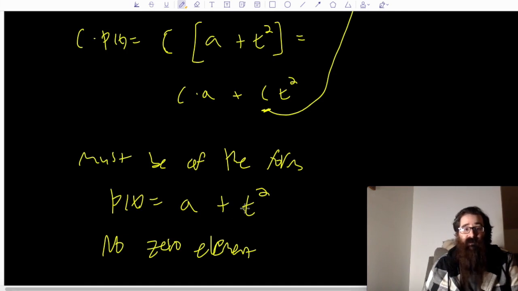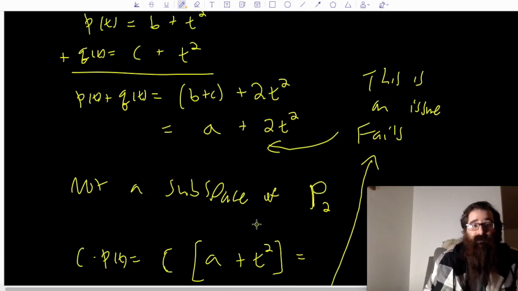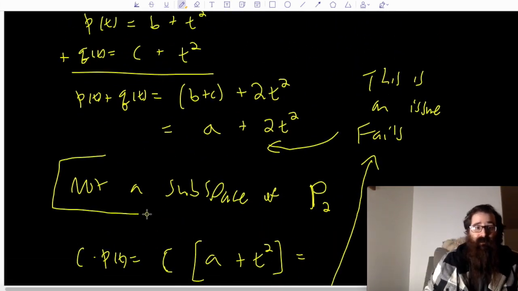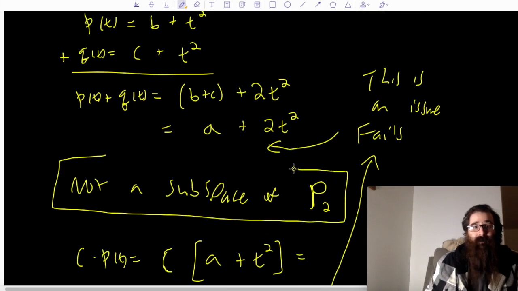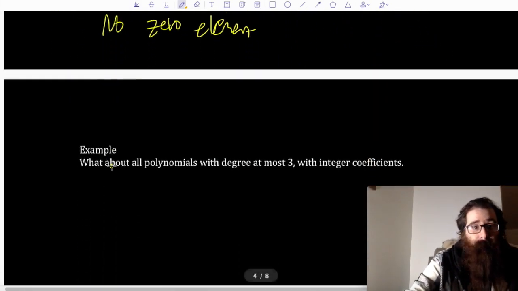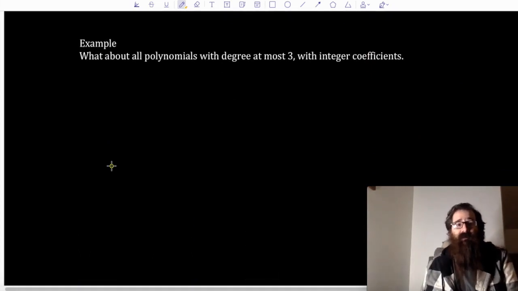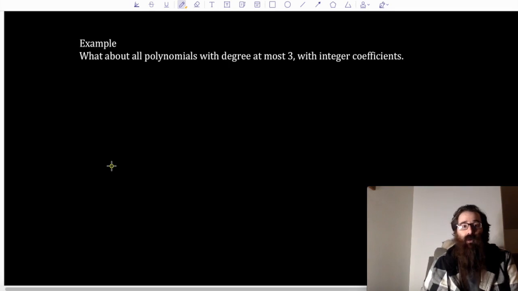I would need control over the t squared term, which I'm not given any coefficient there. So the closest I can get is 0 plus t squared, but that's not going to give me the 0 polynomial. So this is not a subspace of polynomial space P2. And in fact, all three of those pieces that I have to check for a subspace fail. So no good. Well, okay, well, what about polynomials with degree at most 3 with integer coefficients?